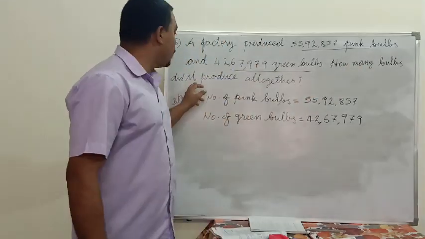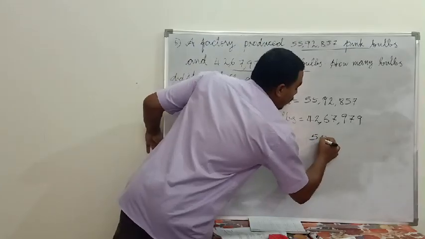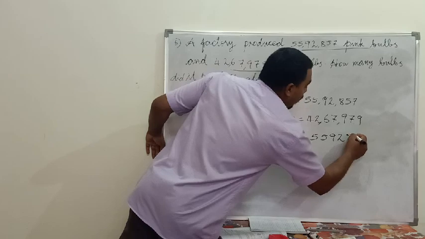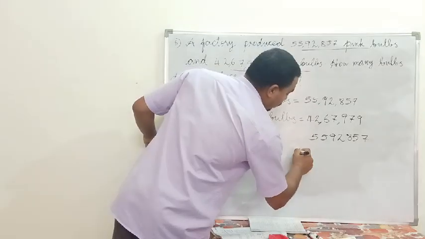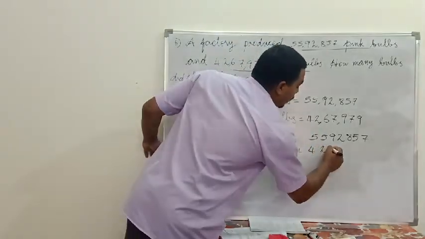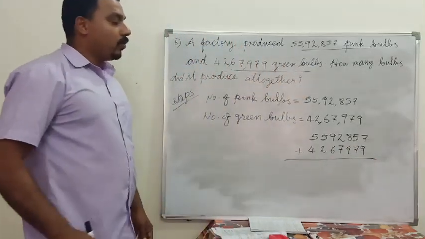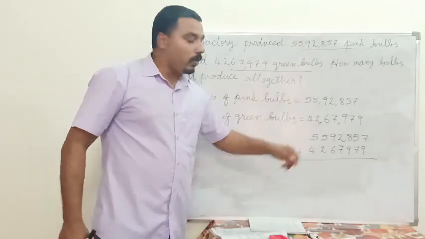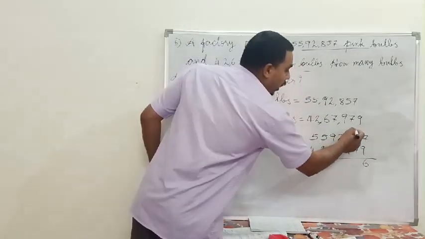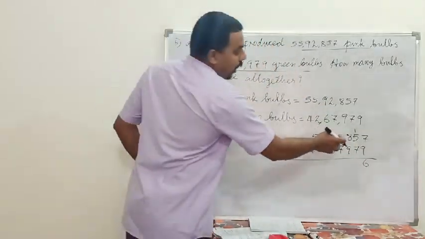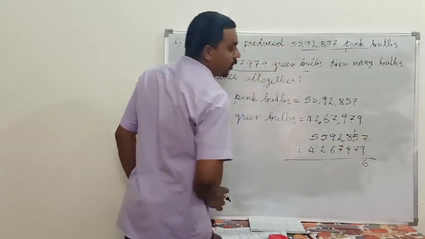So after that we need to find out, see the last sentence of this question. How many bulbs did it produce altogether? So we have to add this. So arrange the numbers accordingly. 55 lakh 92,857 plus 42 lakh 67,979. Now we have to add it. Okay, 9 plus 7 is equal to 16. Write 6 in the ones place. Then add the regrouped one with the tens place. So 7 plus 5 is equal to how much?